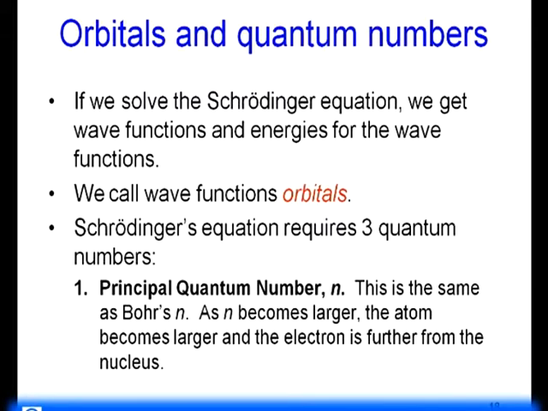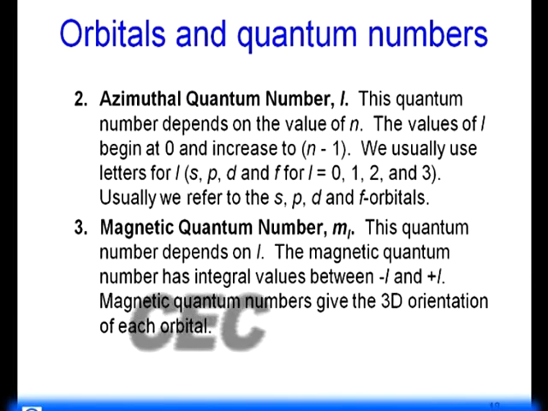As n becomes larger, the distance of the orbital from the nucleus keeps on increasing, and the energy of the orbital keeps on increasing. It becomes less negative.